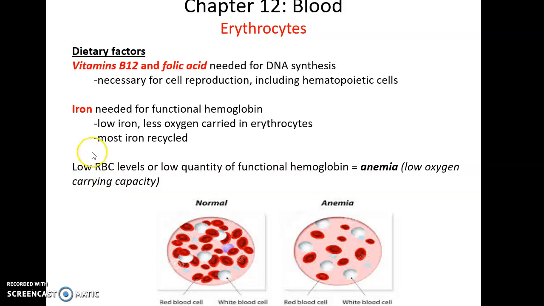All right, low red blood cell levels or low amounts of functional hemoglobin lead again to anemia. So in someone who's anemic, one thing you could look for is fewer red blood cells than expected. The other would be lower levels of iron in their blood than expected.